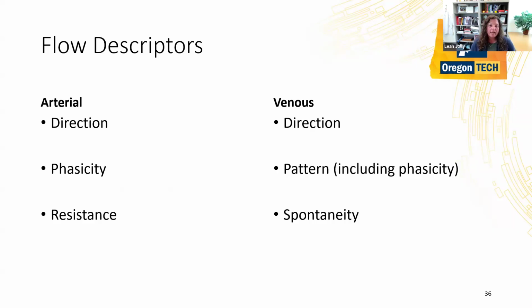So there are general categories of flow descriptors that we use for arterial and venous flow. Number one is flow direction. We need to determine, is the flow going the right way or is it going backwards? So we'll describe that. Phasicity is another thing that matters. More directly in the arteries, the venous flow pattern is also described, which will include phasicity, but there are some things that are more normal in different areas. And then arterial resistance that we just talked about is also described in the waveforms, whereas in the veins, we describe more the spontaneity, or is it basically not pulsatile.